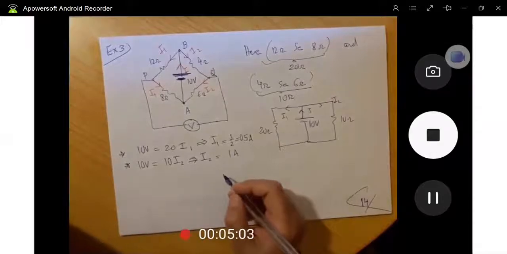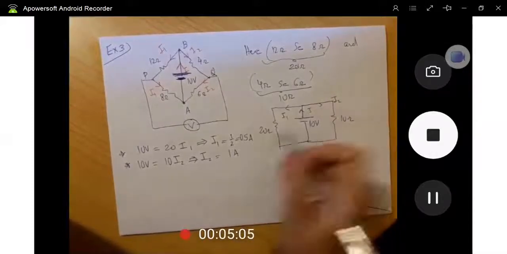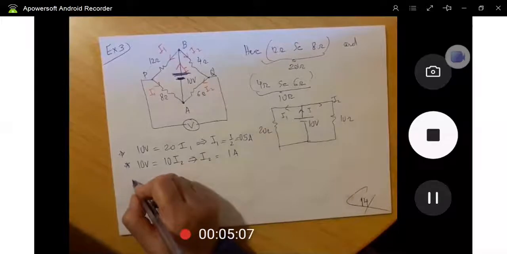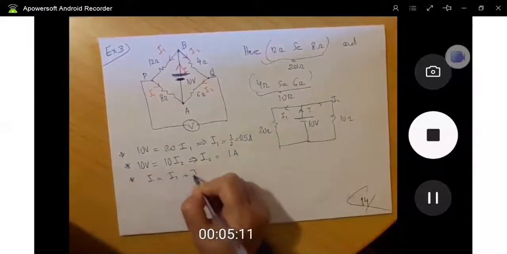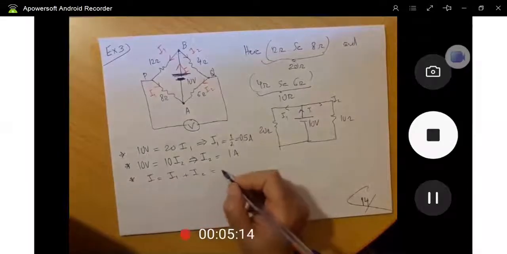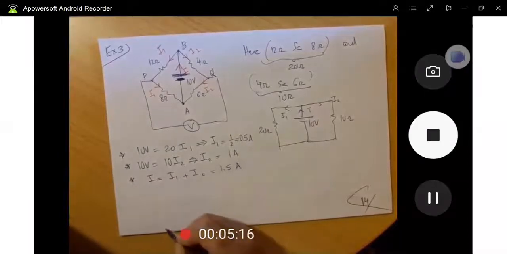What is I? I is I1 plus I2, in other words it is 1.5 amps. Fine. Now we're interested in what? In the potential difference between what and what?